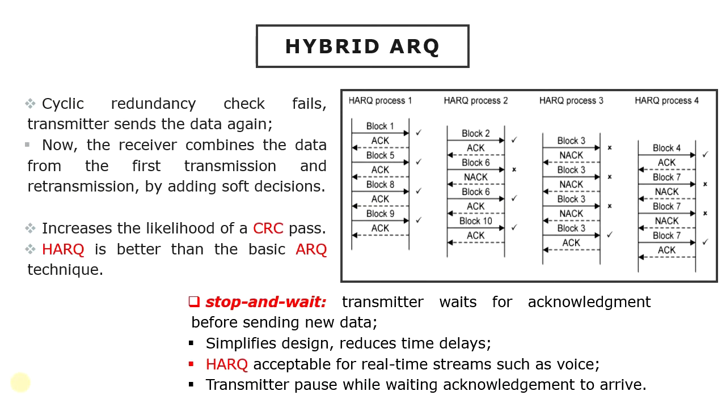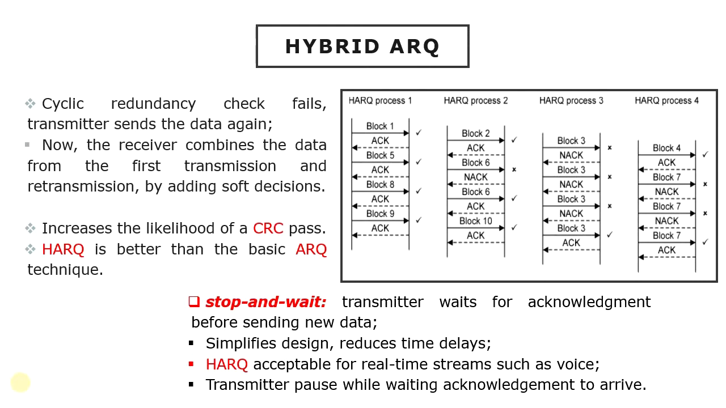If the cyclic redundancy check fails, then the transmitter sends the data again. This time, however, the receiver combines the data from the first transmission and the retransmission by adding the soft decisions. This increases the signal energy at the receiver, so it increases the likelihood of a CRC pass. As a result, this scheme performs better than the basic ARQ technique, in which the first transmission was discarded.